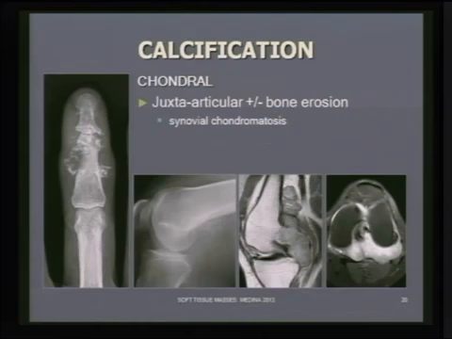As I mentioned, with chondral type calcifications adjacent to a joint, we should be thinking in terms of synovial chondromatosis. It may be associated with joint destruction, as it is in this case in the finger, and also erosion of the bone. And this is the classical pattern of chondral calcification: punctate, curvilinear areas of calcification within soft tissues.